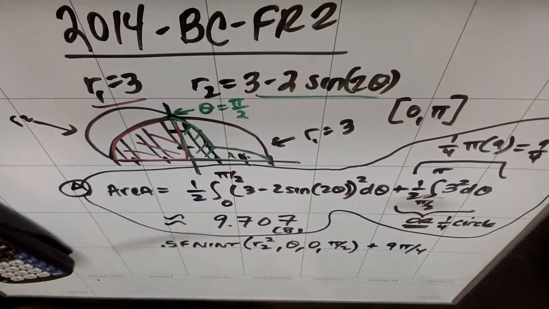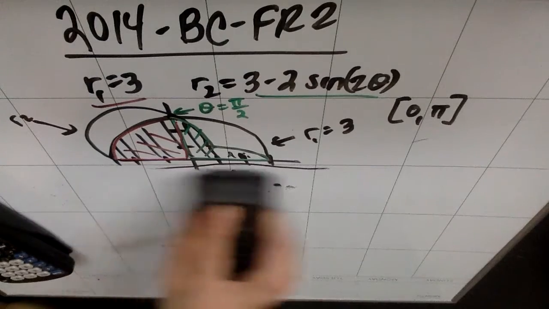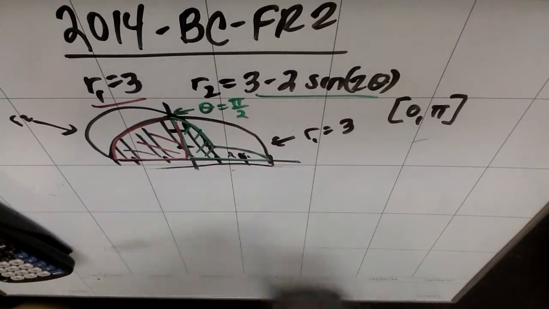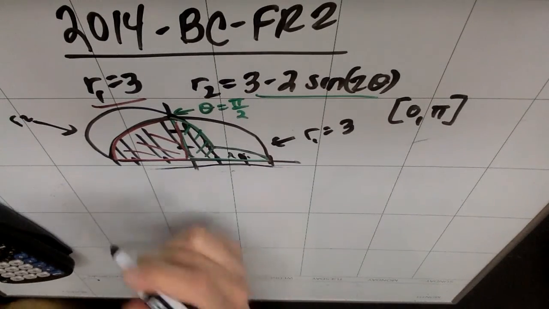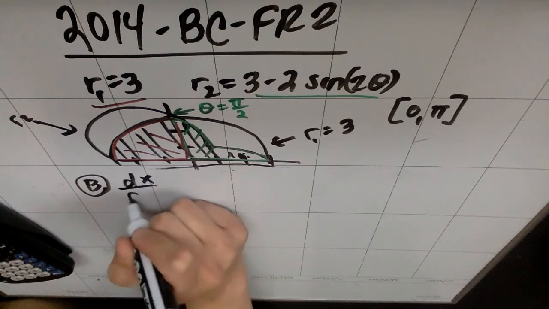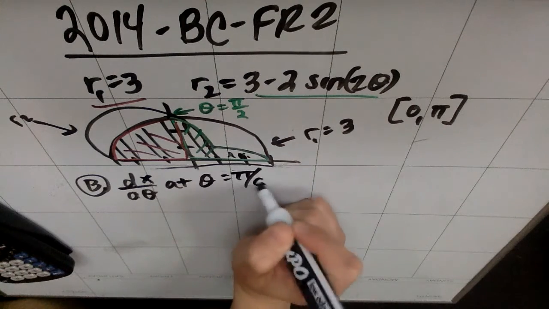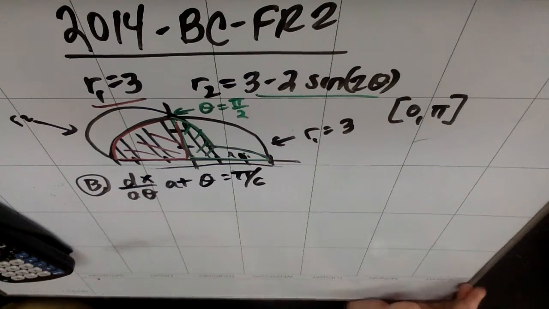For the curve, r equals 3 minus 2 sine of 2 theta, find the value of dx d theta at pi over 6. Okay, so you need an equation for x in terms of theta, right? And I'm not sure how much we're going to need this graph again, and I've already butchered it a little, but we're going to keep it as best as we can. All right, so part B, they want dx d theta at theta equals pi over 6. What that means is I need an equation for x with respect to theta first.